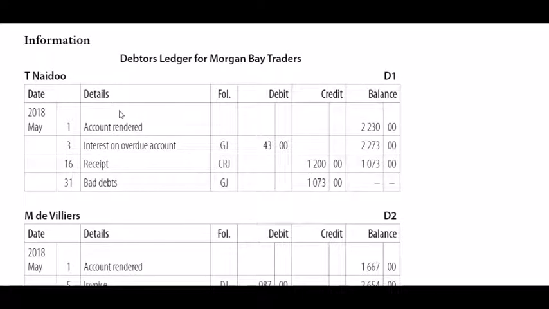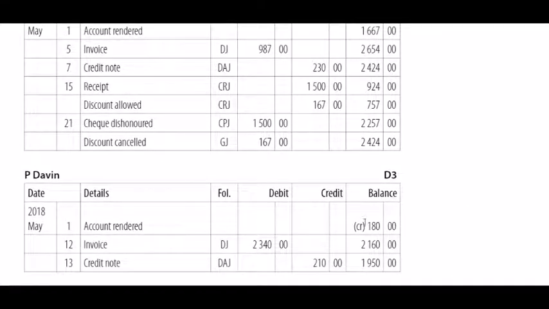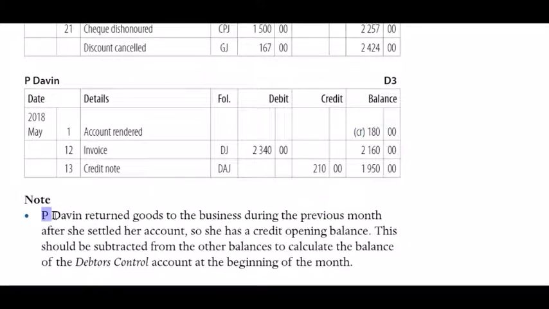On the next page, you will see that they've given you the debtors ledger. You've got three debtors, T. Naidu, M. de Villiers, and P. Darwin. And you would notice that P. Darwin has a credit opening balance because at the bottom here, they said he returned goods to the business during the previous month after she settled her account. So she has a credit opening balance. Okay, so when the month started, we actually owed her a little bit.